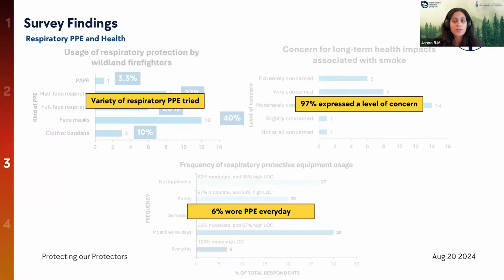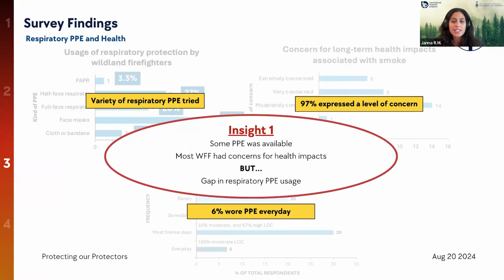So with these 3 observations, we found an interesting connection, where it seemed that some respiratory PPE was made available to wildland firefighters, and most wildland firefighters had concerns for health impacts of smoke exposure. However, there is a gap in frequently wearing respiratory PPE. This insight got us thinking, why is that the case?